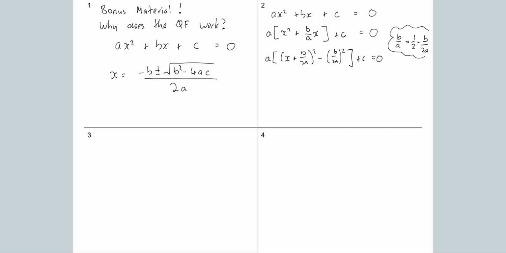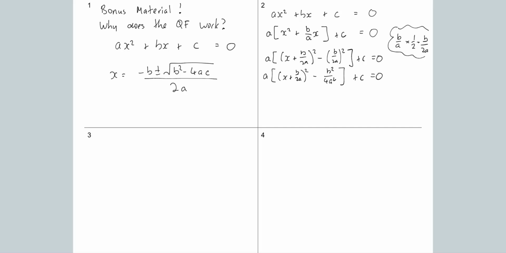Okay, moving on. We're now going to expand. Oh, you know what? I might actually do a little bit of work on the inside first because it will probably be helpful. So I'll leave the x plus b on 2a first. And then if I expand the square there, that'd be b squared over 4a squared, like so. Plus the c is equal to 0.